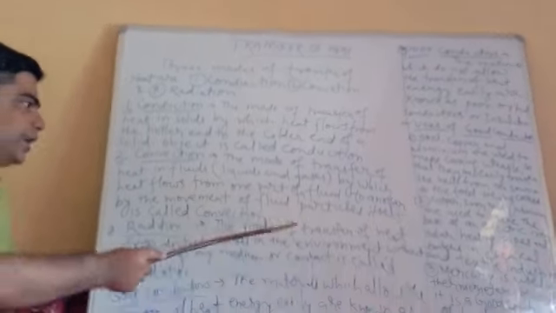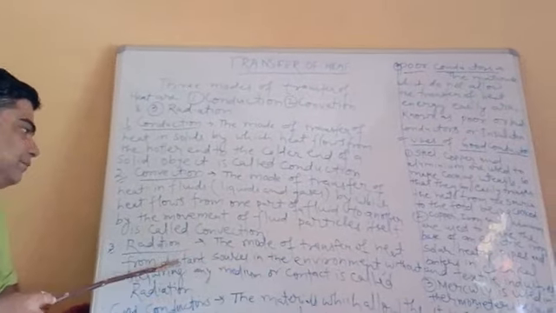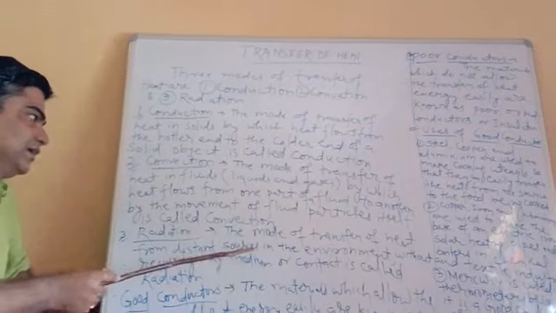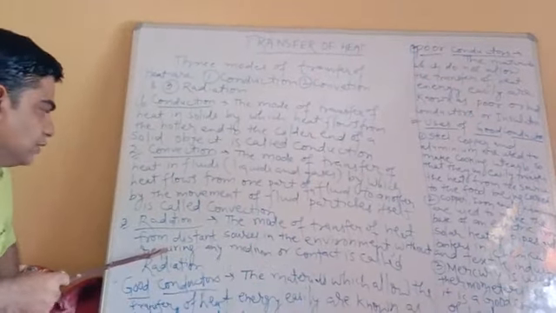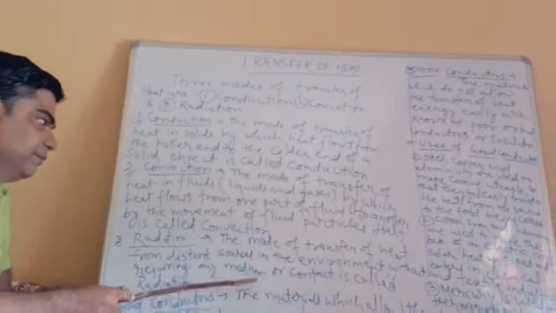While the third one is radiation. What is radiation? The mode of transfer of heat from distant sources in the environment without requiring any medium or contact is called radiation.